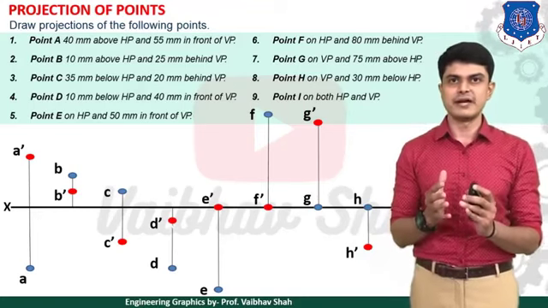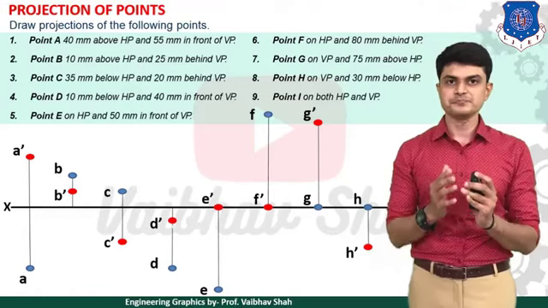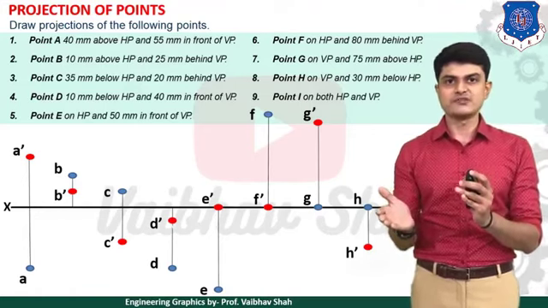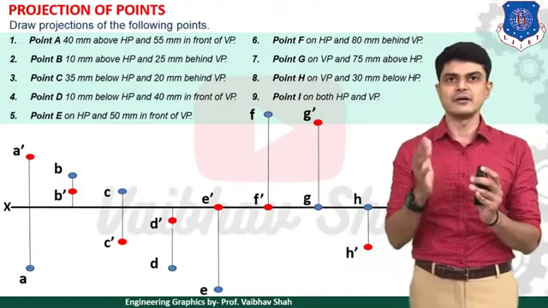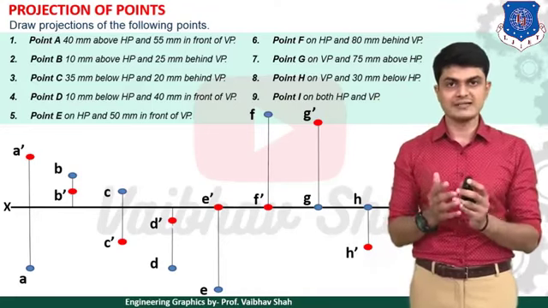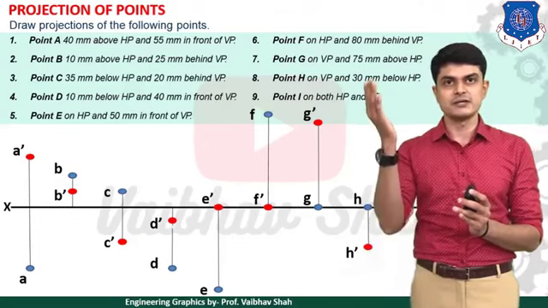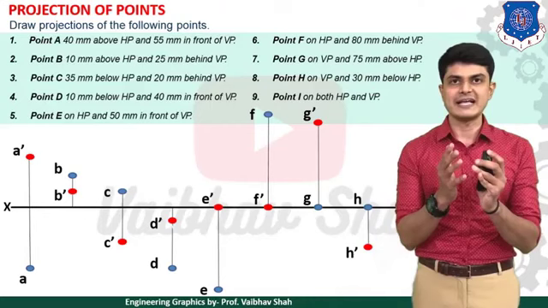Now let us see example number 8. Point H is on VP and 30 mm below HP. So here point H is on VP, that means your point H without dash would be on VP, or on the XY line, and 30 mm below HP. Below HP means what? Below the XY line, right? So your point H dash would be below the XY line, 30 mm below the XY line. So this would be your final point H dash.